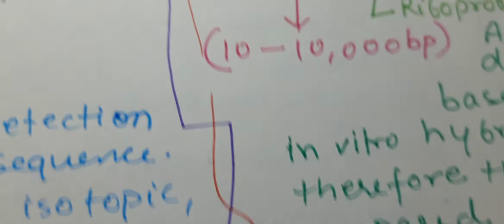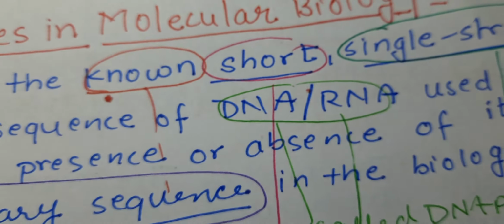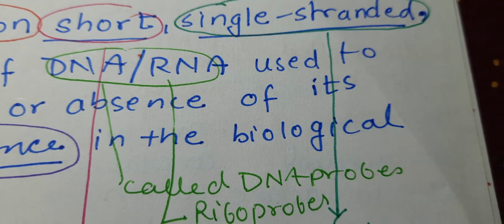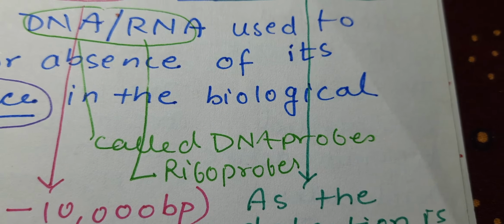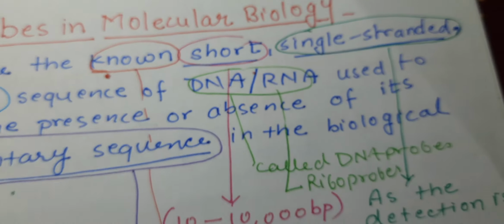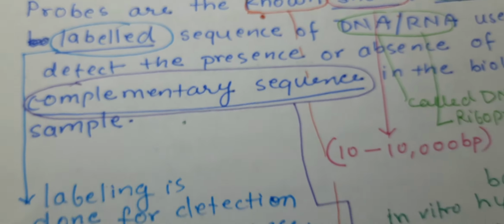Then, if it is a DNA sequence, we say DNA probe. If it is an RNA sequence, we say riboprobe, used to detect the presence or absence of its complementary sequence.